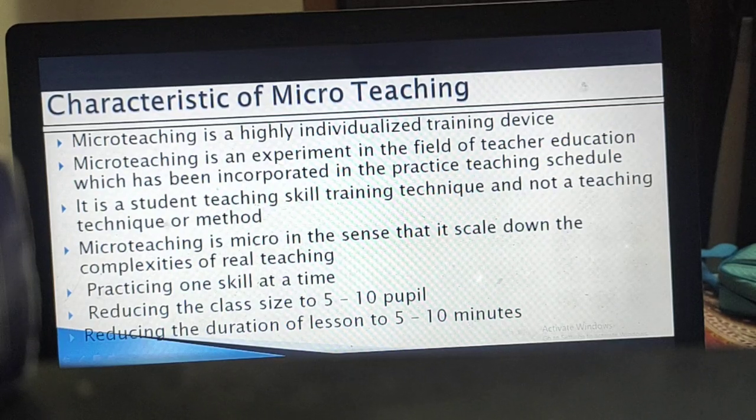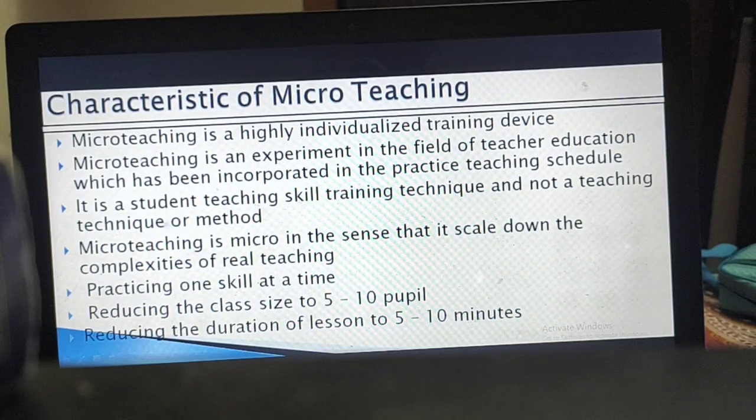There are some characteristics of micro teaching I have mentioned here. Number 1, micro teaching is a highly individualized training device. Here the teacher individually has to practice the defined types of teaching skills. Number 2, micro teaching is an experiment in the field of teacher education which has been incorporated in the practice teaching schedule.